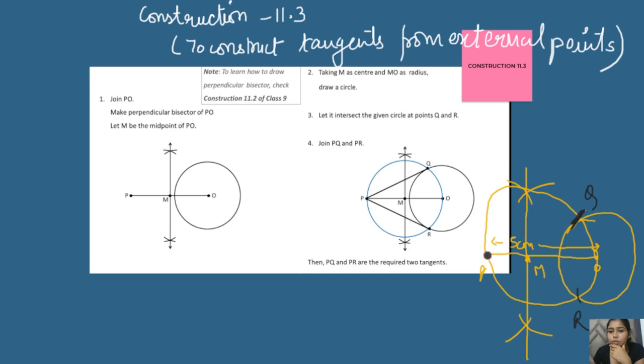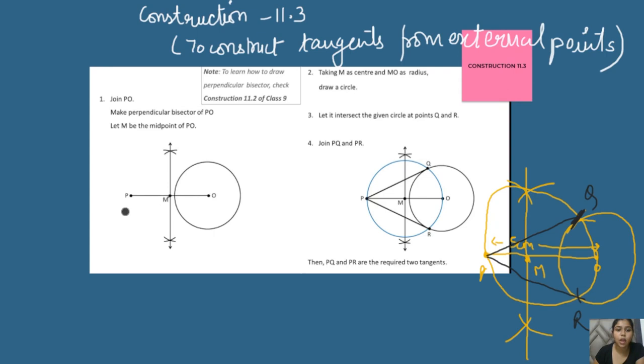Now what you have to do is just join both of them, and you will be getting your two tangents from the external point. I hope that's clear to you. Just your first point is you have a circle already given. Join this OP, whatever the distance is given. Make a perpendicular bisector. This is the midpoint. Okay, so this is a midpoint.